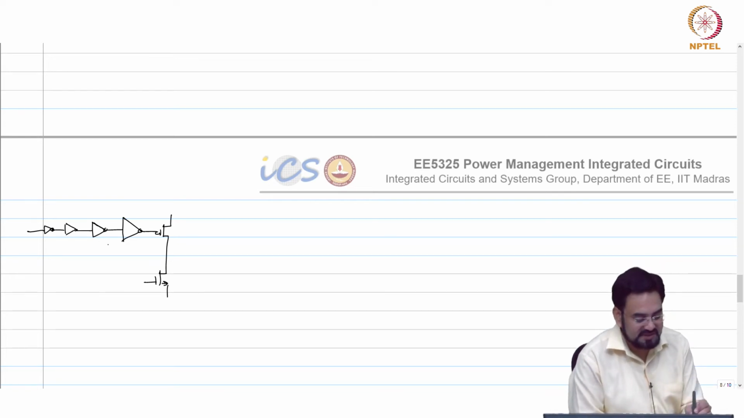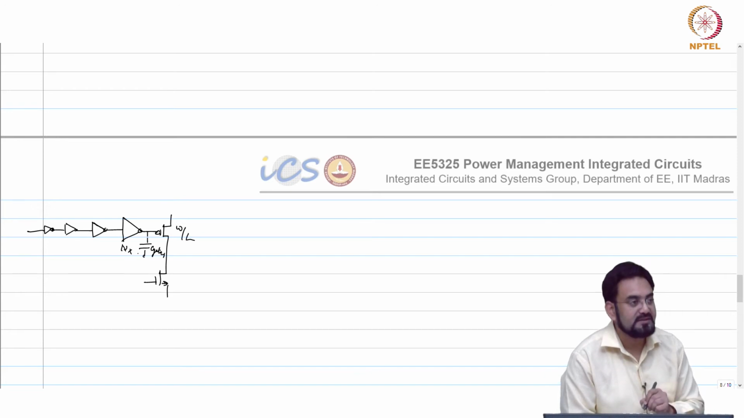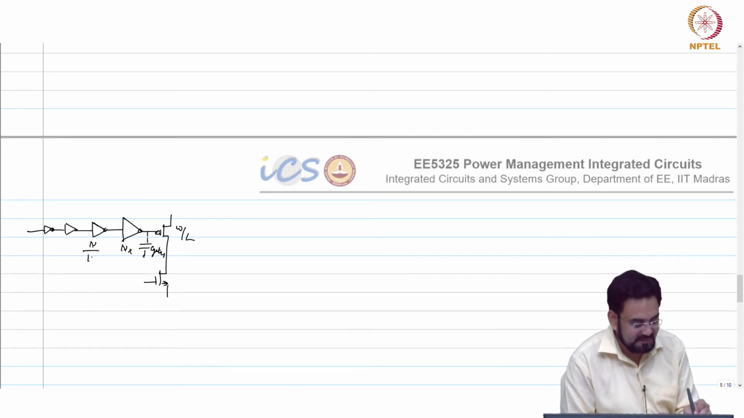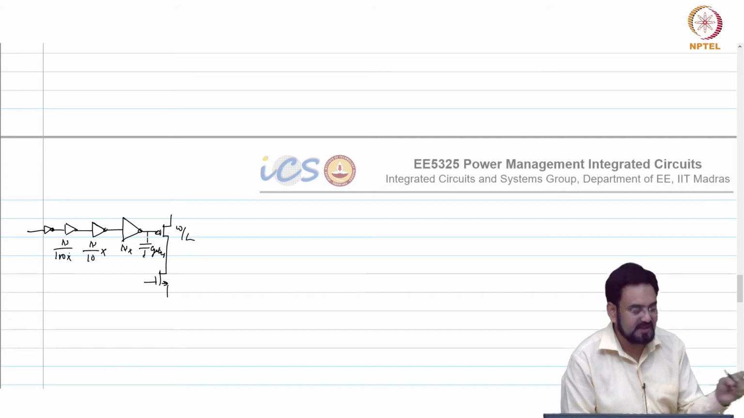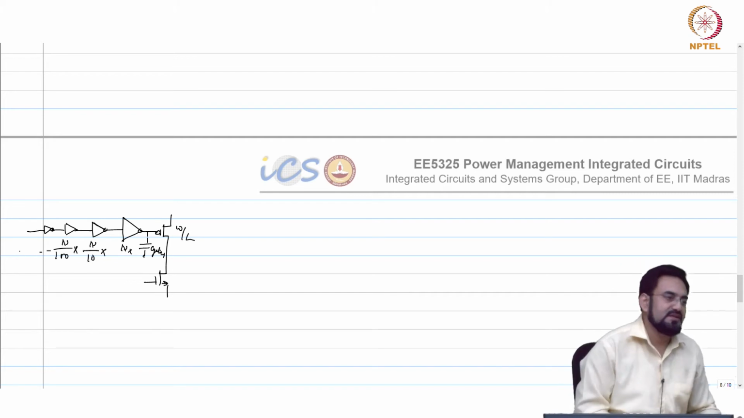So whatever the size of this inverter, let's say it is W by L, and this has some gate cap C gate P. If I call it, let's say, NX, then this might be N by 10x, this may be N by 100x, something like that, and that's how it will keep reducing.